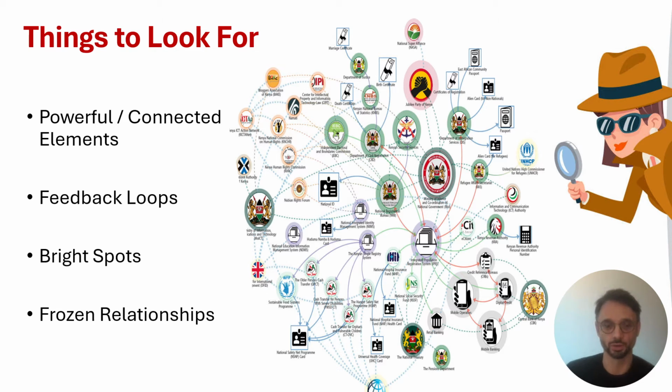We're going to concentrate on 4 things that systems mappers can look for in their maps. The first one is how to think about and spot those particularly powerful or connected elements within a system that is producing the kinds of problems you may want to address. We're then going to look at how to spot feedback loops in the system that are driving incremental and ongoing change that may lead to a tipping point or critical juncture. We're also going to look at the bright spots in the system where there is potential for change to occur. Lastly, we're going to look at the importance or significance of frozen relationships in a system and what you might want to do with them or how you might want to respond to them as an activist.